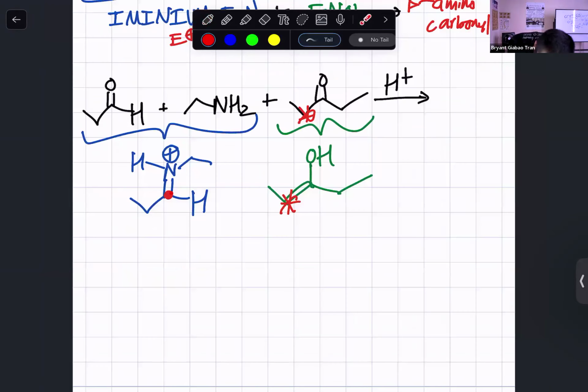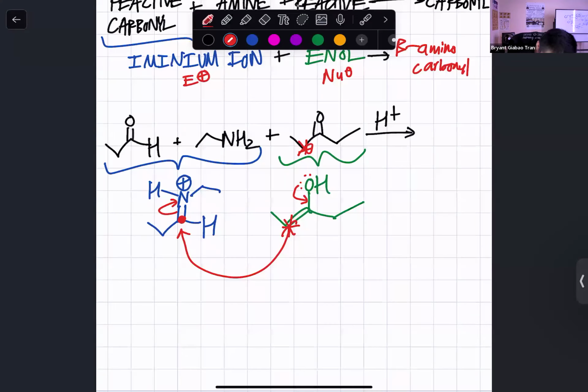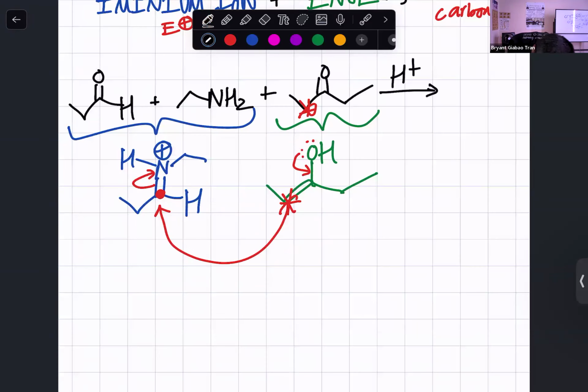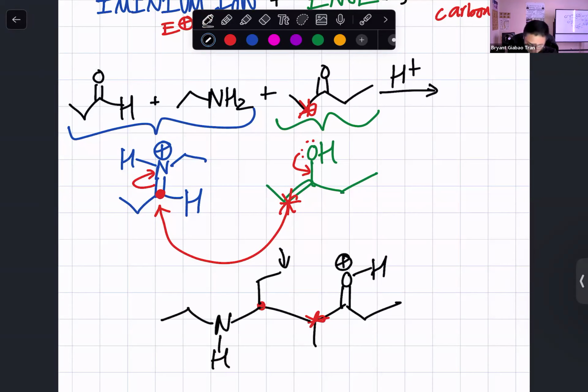So the enol is going to attack the electrophile, the iminium ion, by reforming the carbonyl, having the star attack the dot, and pushing the double bond onto the nitrogen like that. And then when that happens, we are going to have this right here. So I'm just going to draw out the new bond between star and dot. The star is attached to a methyl, which is this methyl. The dot is attached to ethyl, and this nitrogen amine right here.